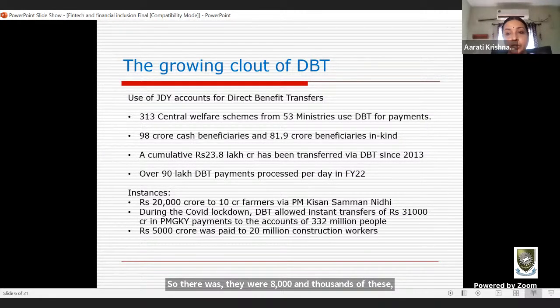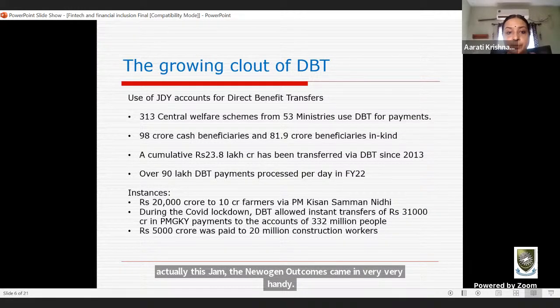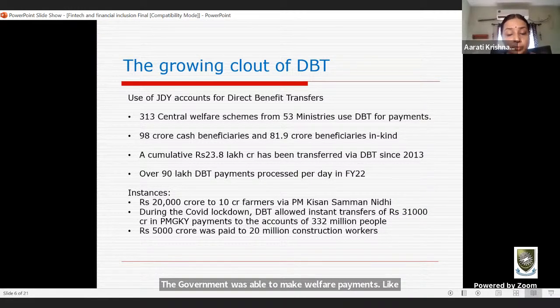And they had come from their villages to work in the city, on daily wages. And they did not know what to do once the lockdown was imposed, how to go back home, with very little money to buy anything. So at that time, these Jan Dhan Yojana accounts came in very handy. The government was able to make welfare payments, like it made some cash payments to a lot of construction workers who had bank accounts. So 5,000 crores was paid during that time via these Jan Dhan Yojana accounts.